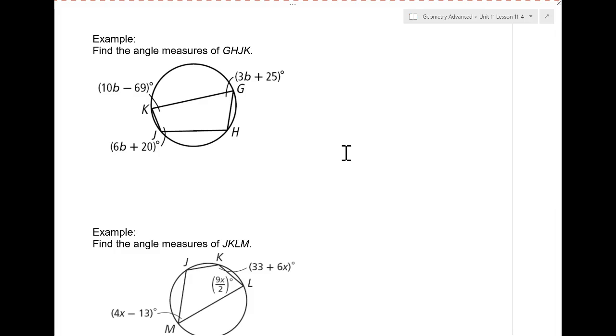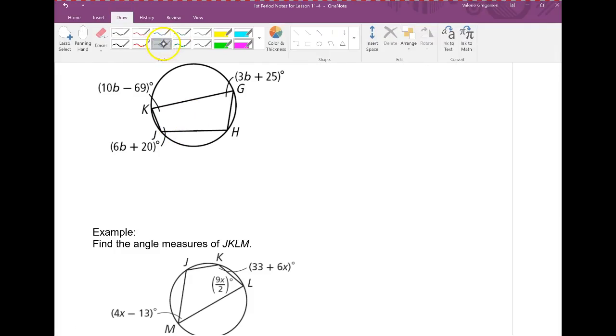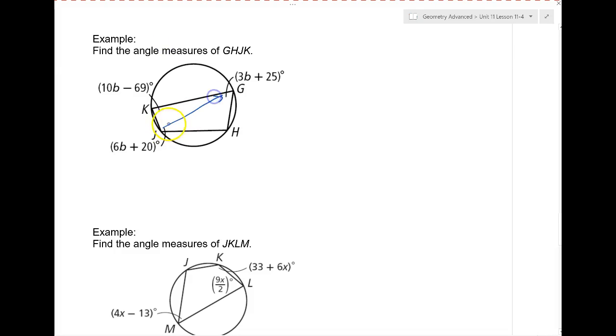So here's an example. It says, find the angle measures of GHJK. So when you look at it, notice on purpose that they give you all 4. If they gave you all 4, could you just add up the angles of the quadrilateral to equal 360 and then just ignore the fact it's in the circle? Instead, though, they want you to use the idea that your opposite angles are supplementary. So really, I'm using the fact that the measure of angle J plus the measure of angle G is 180 degrees. So we just plug in our values.